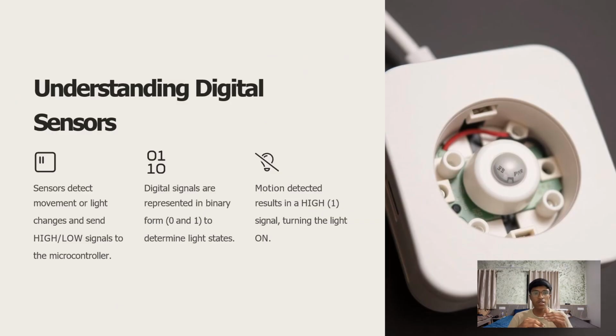Now I will explain the role of digital sensors in our product. I can say that digital sensors are the backbone of our product. Digital sensors detect motion and send a signal to the LED in binary form, either 0 or 1. When the digital sensor sends 1 to our LED, the LED is turned on, and when the digital sensor sends 0 to the LED, the LED is turned off, and that's how the LED works automatically.